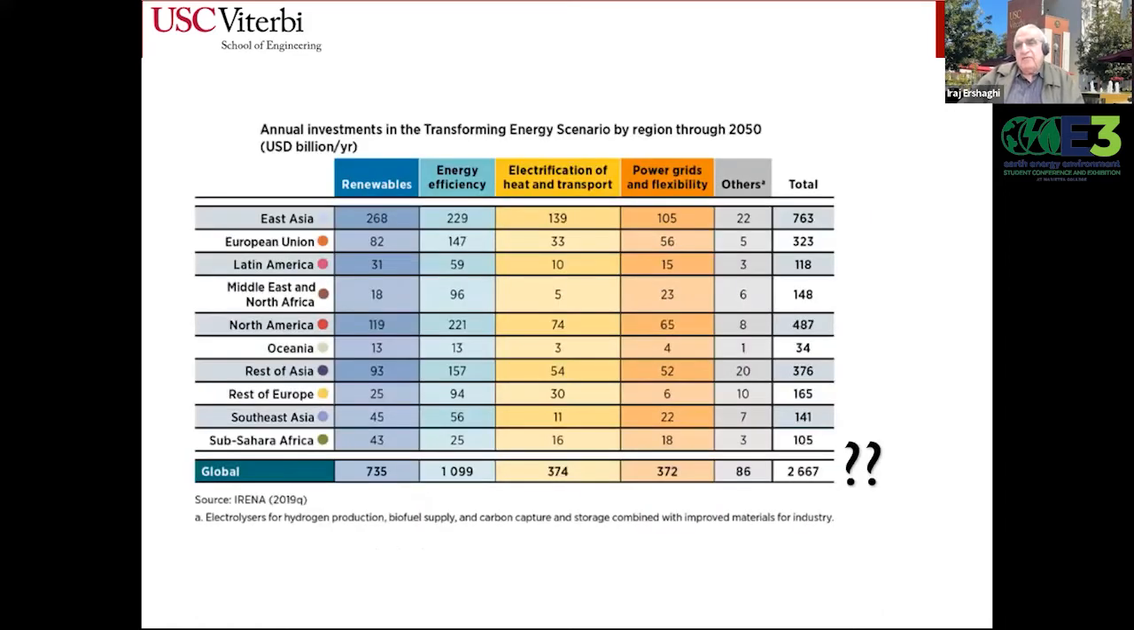Now, if you look at the different countries, you can see that for some of these countries, what they have to spend in terms of billions per year is more than their GDP. They cannot afford it. So that is really the whole question of where the money is going to come from to get to the point of having that level of dependency on renewables.